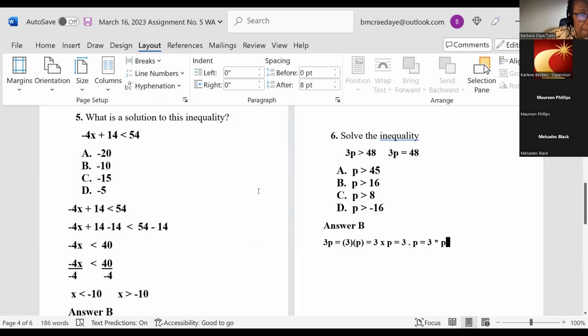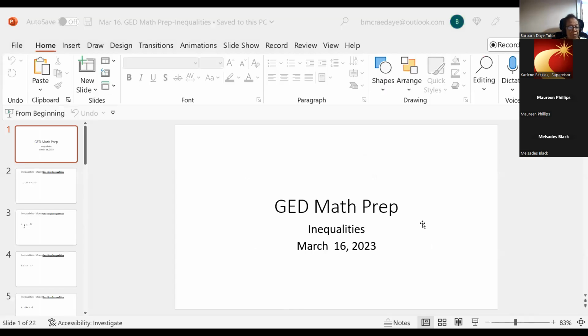Okay, so let's go to a new share and let me bring up these inequalities. Now I want you to solve. All right, let's go here.